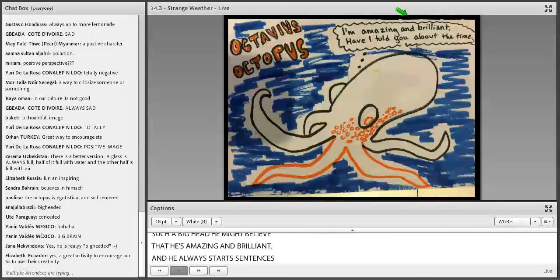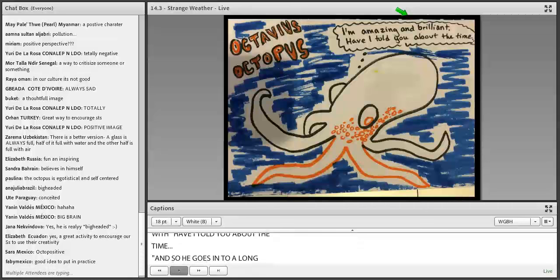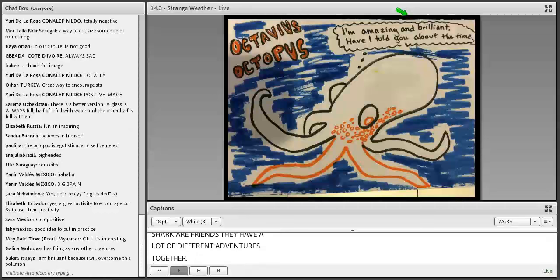So he and Leroy the Lemon Shark are friends, and they have a lot of different adventures together. For example, Leroy the Lemon Shark also likes to scuba dive, and together with Octavius the Octopus, they go to scuba dive into the very deep, deep ocean to find the giant squid.